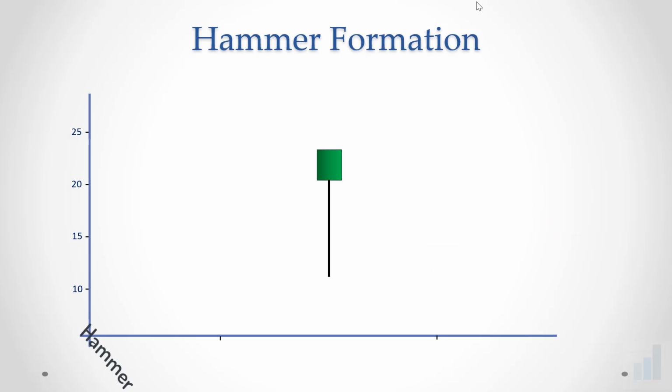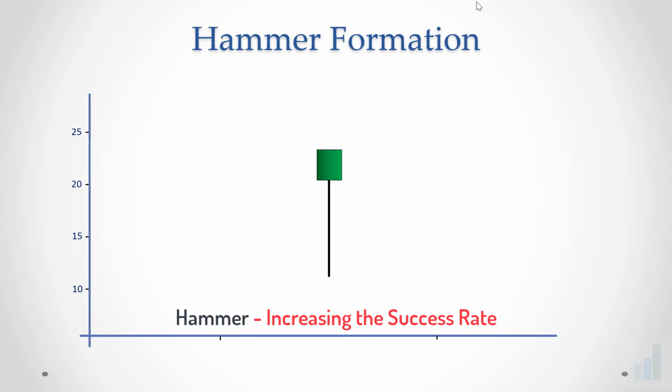Now, let's see how to increase your success rate trading the hammer. We saw that technical analysis is all about finding a high probability trade setup. And to increase the probability of a hammer pattern, you're going to incorporate some rules to filter out a high probability hammer trade setup.